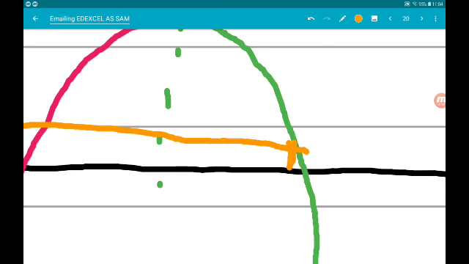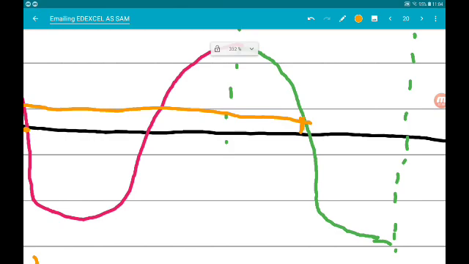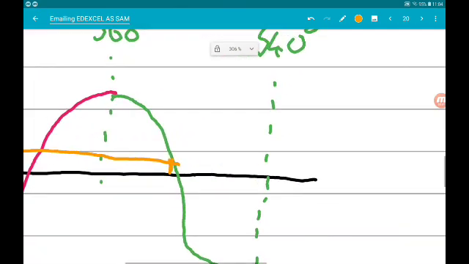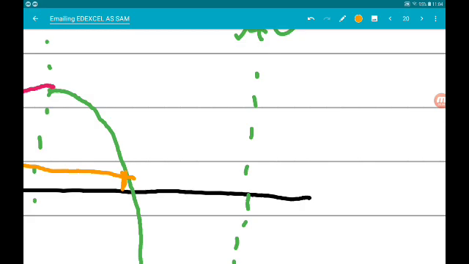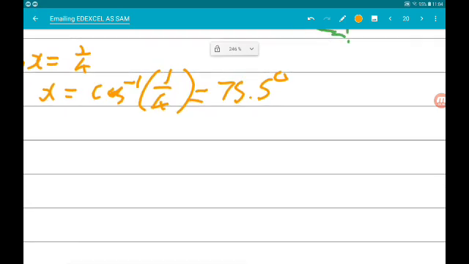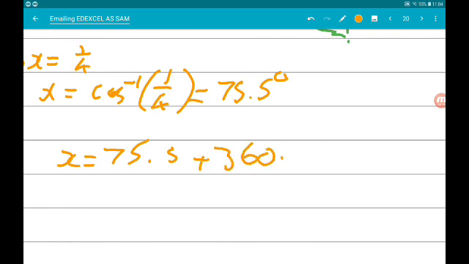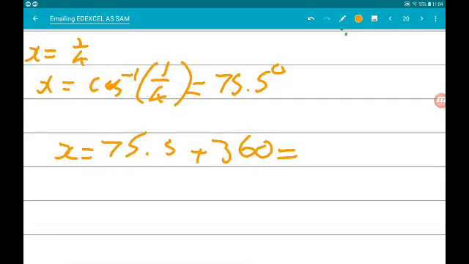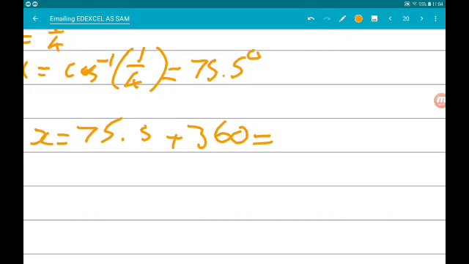So this one. Now, cos has a period of 360 degrees, so this value is 75.5, we're going to add 360 degrees. So that is going to give us 435.5 degrees.